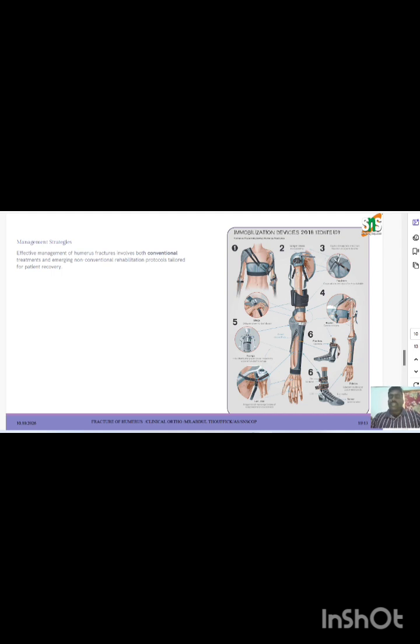Physiotherapy plays a vital role post immobilization to restore function, range of motion, muscle strength, and functional independence. The complications are: common complications of the humerus fracture include malunion, non-union, radial nerve injury, shoulder or elbow stiffness, chronic pain, and functional limitations. So, early diagnosis, proper management and rehabilitation can reduce these complications.